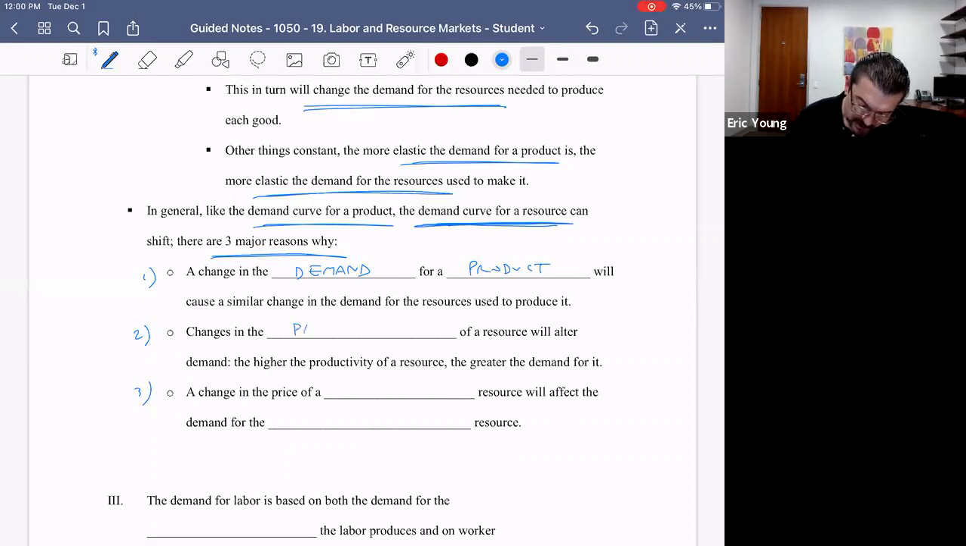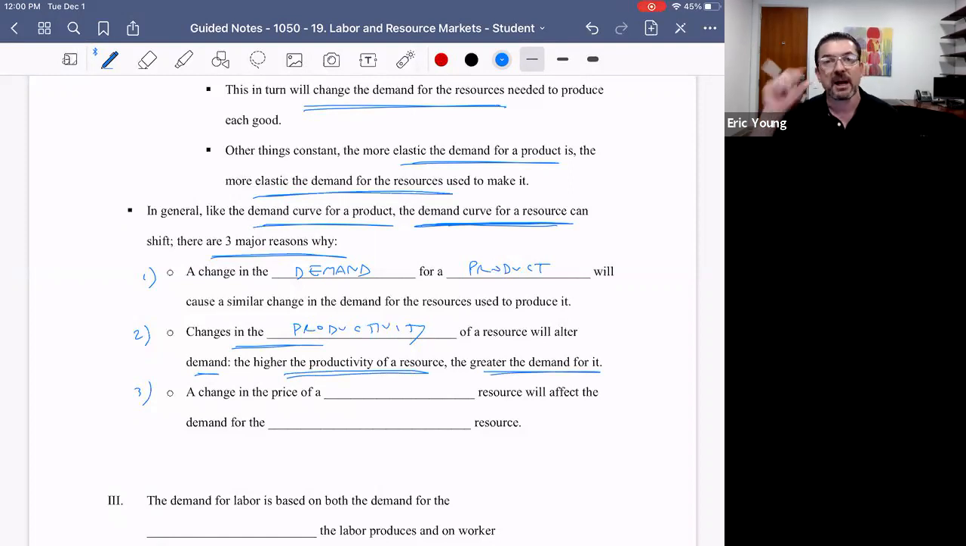Number 2, a big one, changes in the productivity of a resource. You as a worker, for example, the more productive you get, or as technology gives us better and better machinery, more efficient computer algorithms, anything that changes productivity of the resource will alter the demand for that resource. And we typically believe that the higher the productivity, the greater the demand. This should be a lesson that you take out of this class as you move out of college and into your career.